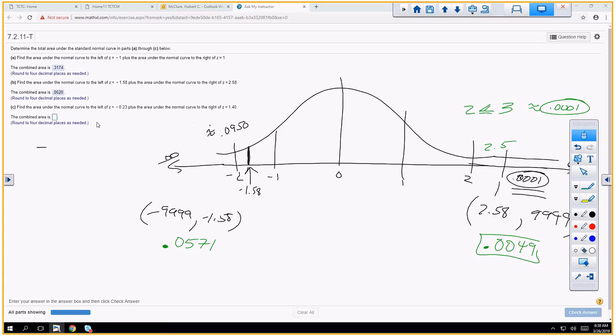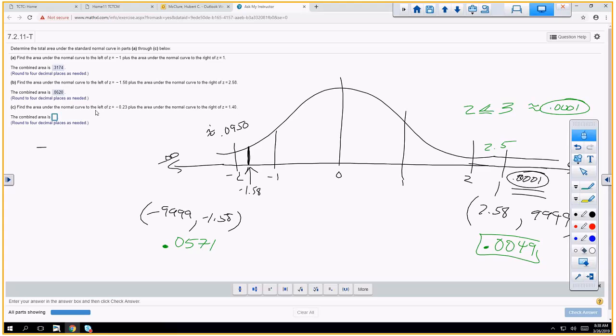All right, I'm not going to do any more after this one, but anyway, go ahead and do -0.23. So just type in -9999, comma, -0.23, and then 1.40, comma, 9999, and add those two together, and somebody give me 4 digits. First one is 0.4090. Okay, go ahead and 0.4090, and then do the second one and add them together, please.